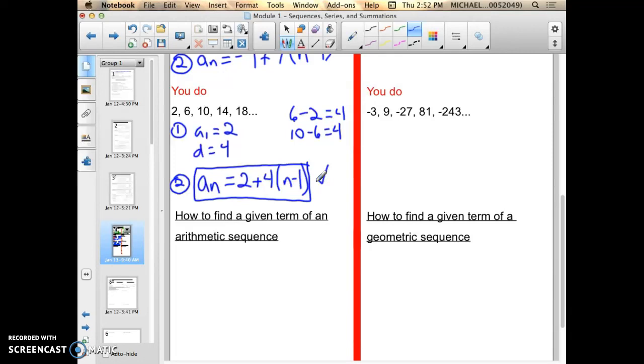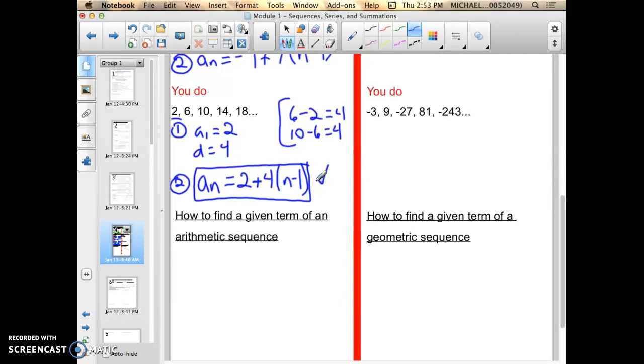Let's go over, again, how I got that. The first term, a sub 1, is 2. So I got a sub 1. And my common difference, d, I showed my math over here. I took the second term minus the first term, 6 minus 2 equals 4. Then the third term minus the second term, 10 minus 6 equals 4. That's how I found d as well.